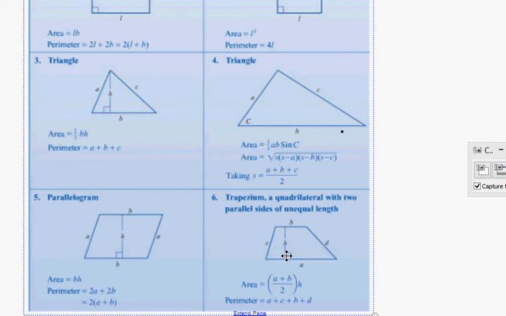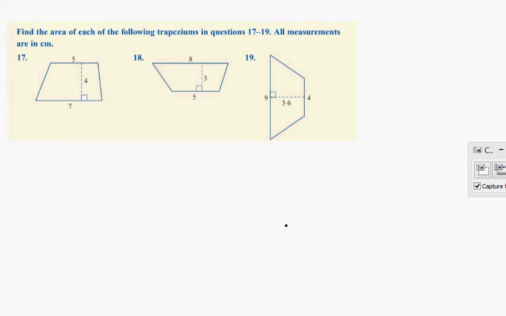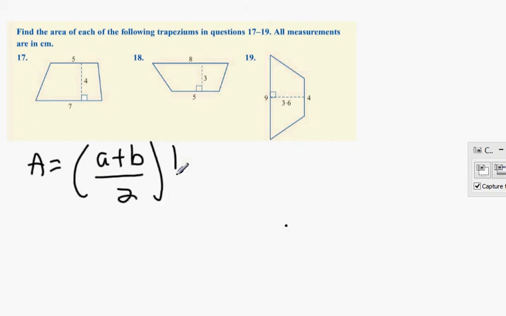A trapezium is a four-sided object where two of the sides are parallel to each other, okay? So it's a plus b over 2 times height that I'm looking for. The area here is a plus b divided by 2, multiplied by height. What I have to do for all these questions is find the two sides, A and B. There are always two sides that are parallel, and A and B are the lengths of the two parallel sides.